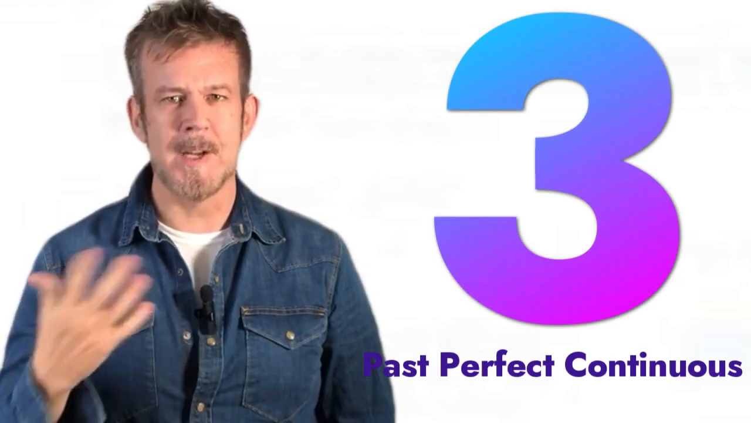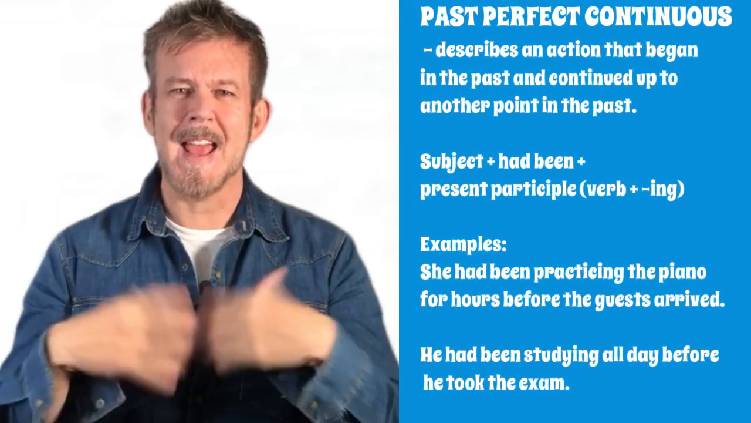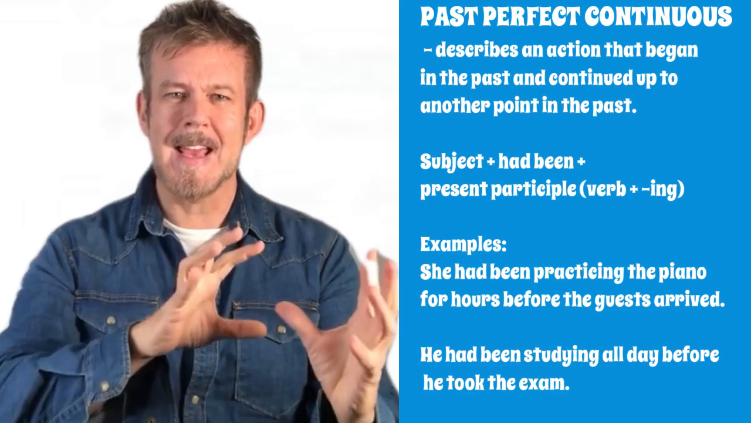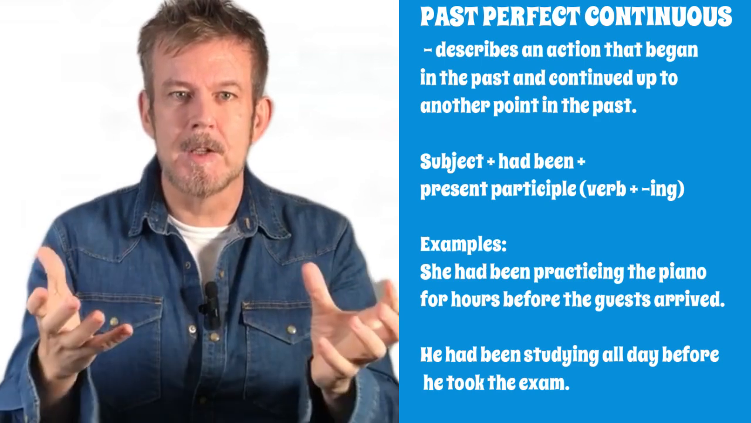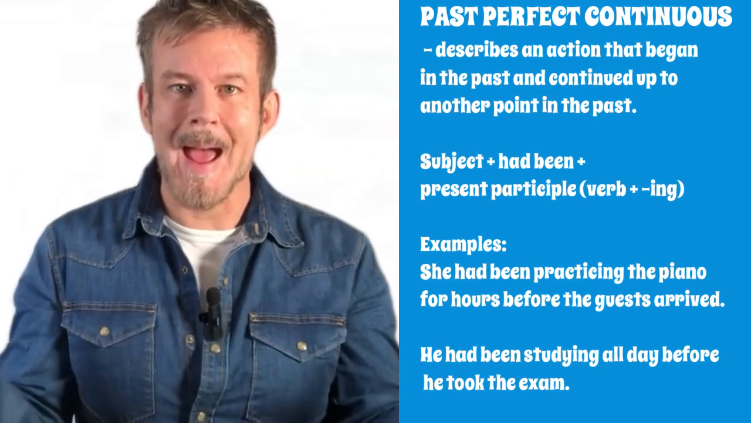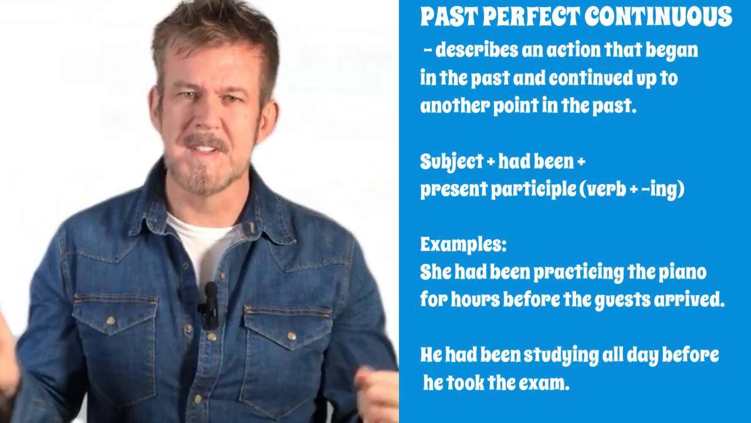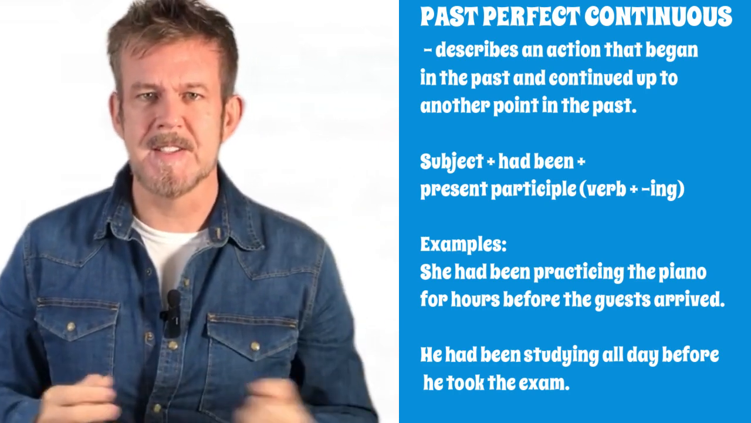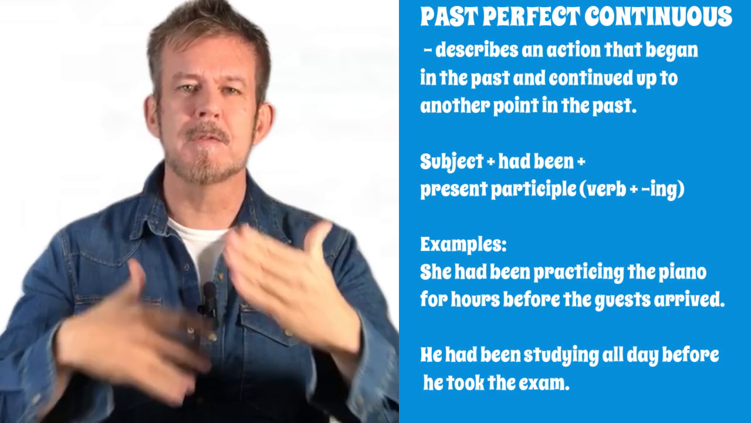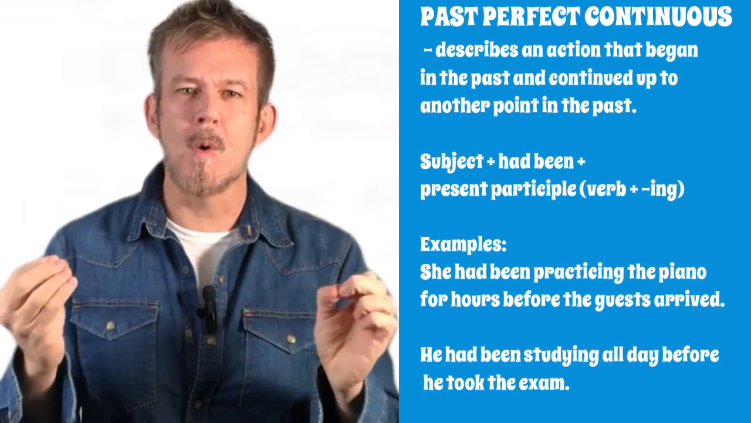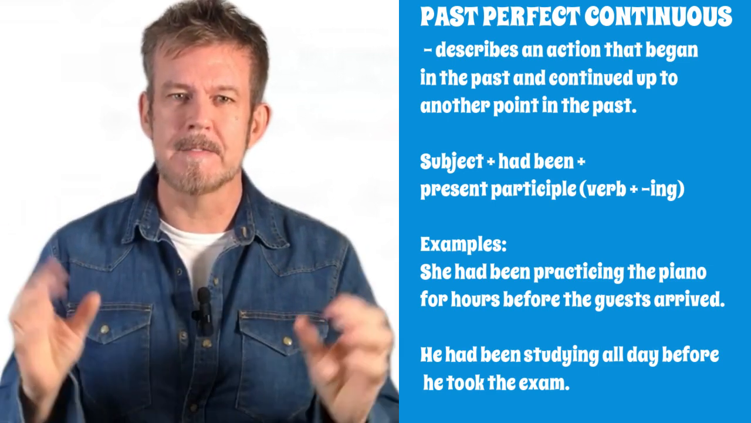Past perfect continuous. This tense describes an action that began in the past and continued up until another point in the past. What does that mean? Well, let's look at an example here. She had been practicing the piano for hours before the guests arrived.